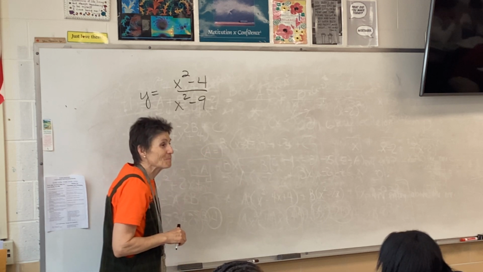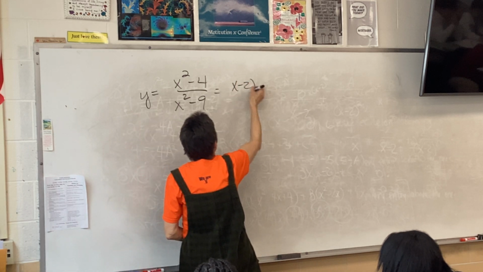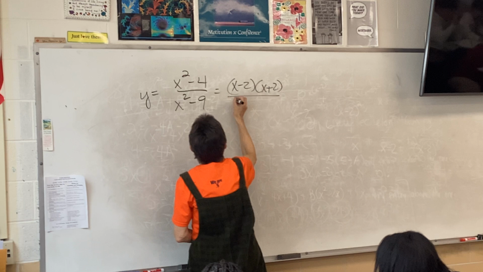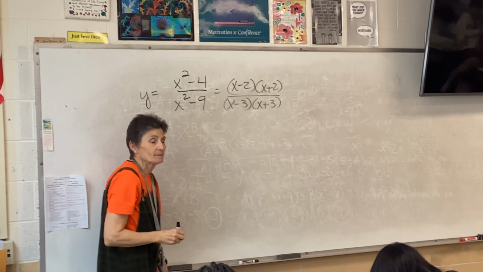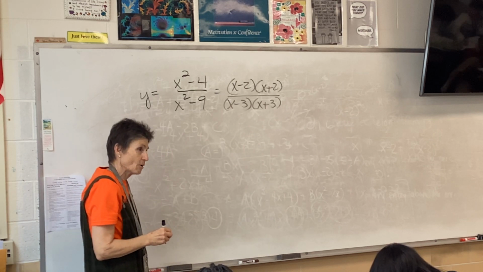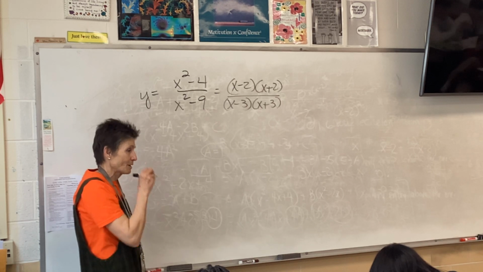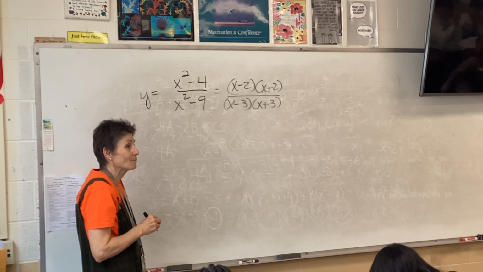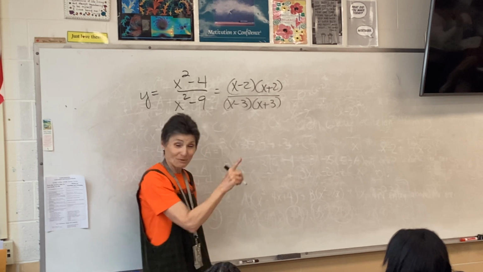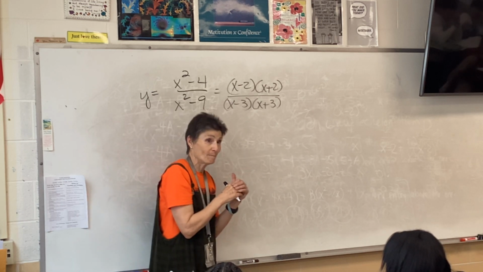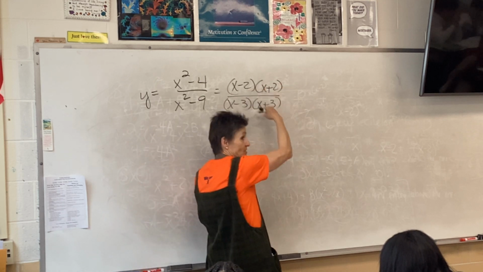What do you do first? Factor them out. Yep. And these are easy to factor. They're the difference of squares. There's something at 3 and -3, but they're not holes. Because where do holes come from? When you cancel. So this problem isn't gonna have any holes because nothing cancels.